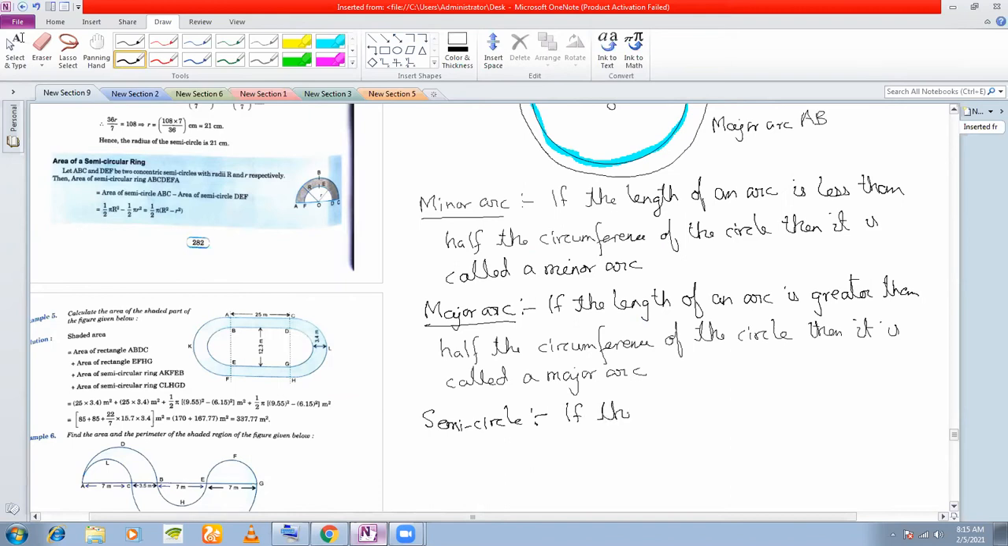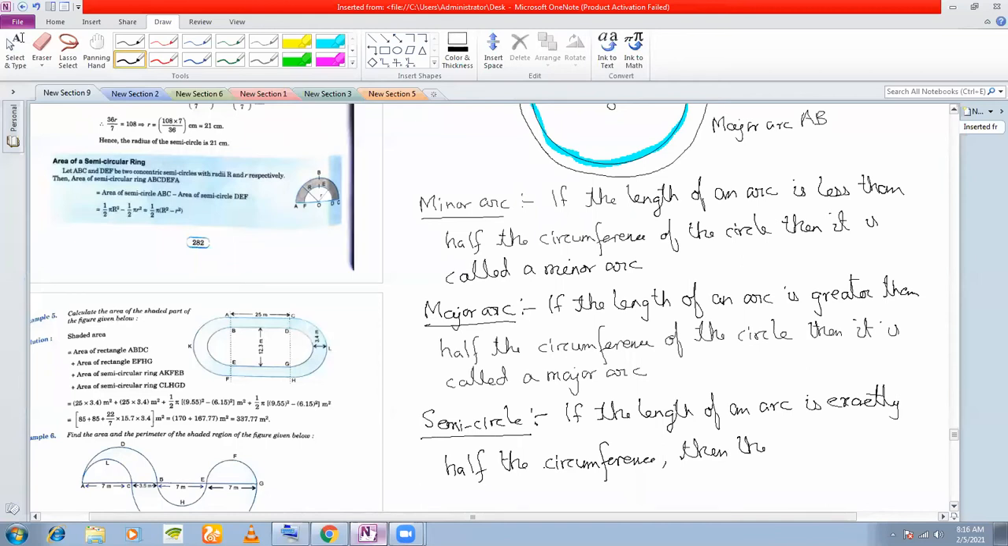If the length of an arc is exactly half the circumference, then the arc is called a semicircle.